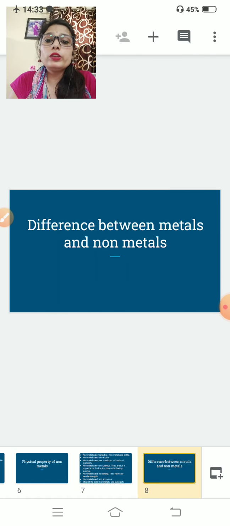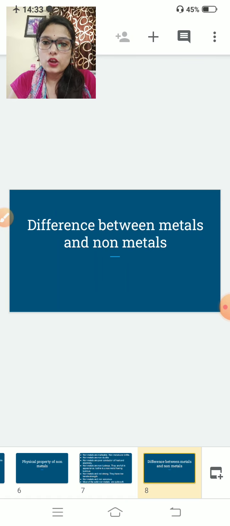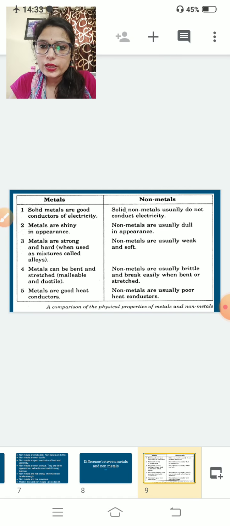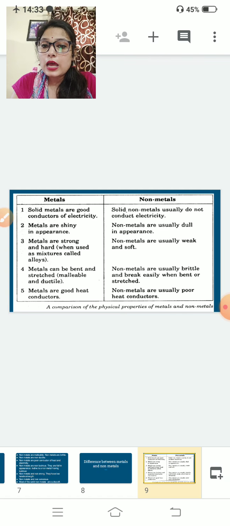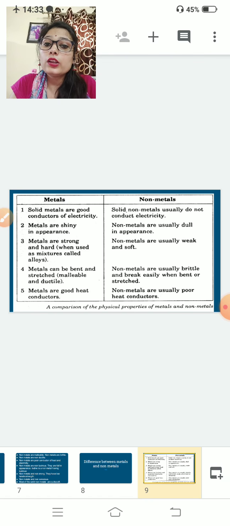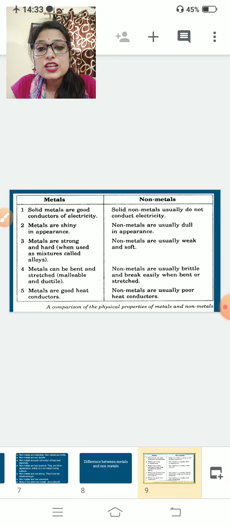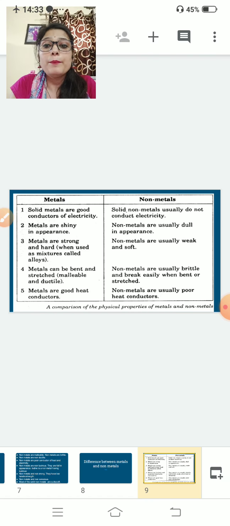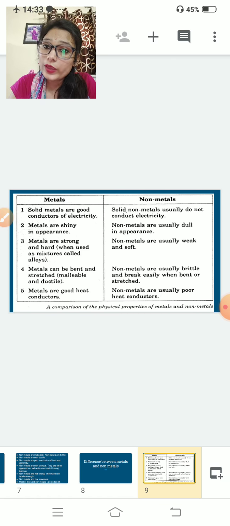Now we will do the difference between metals and non-metals based on physical properties. Okay. Metals are good conductors of electricity. Non-metals are bad conductors of electricity. Metals are shiny in appearance. Non-metals are dull in appearance. Metals are strong and hard. Non-metals are soft, and they are usually weak.